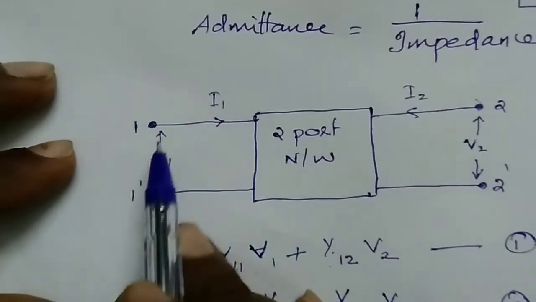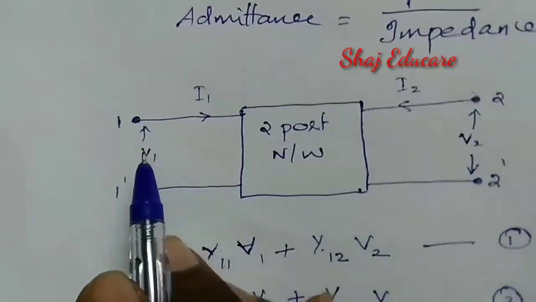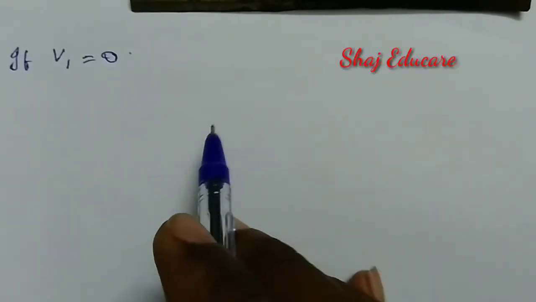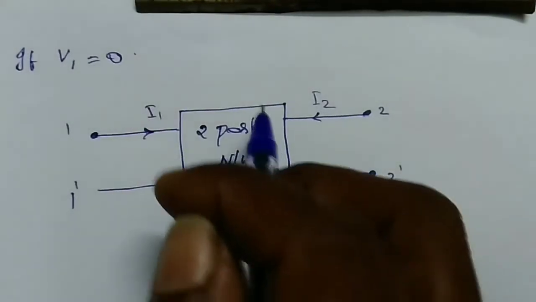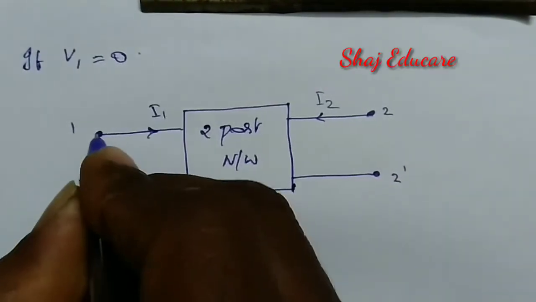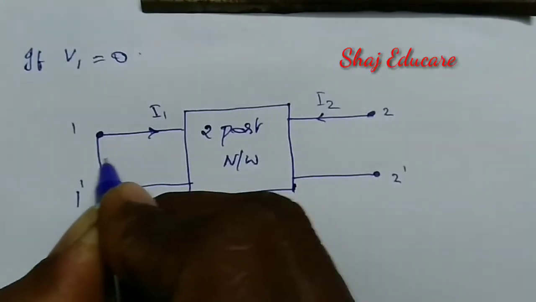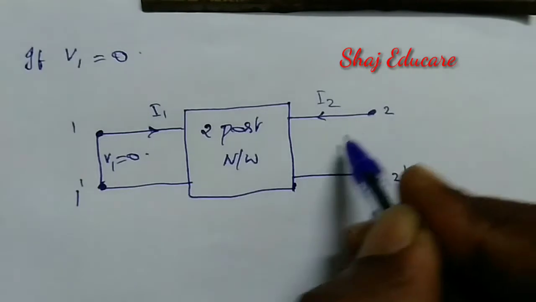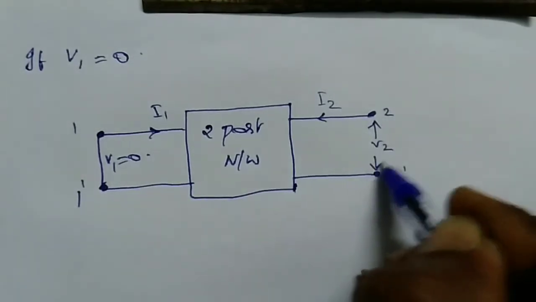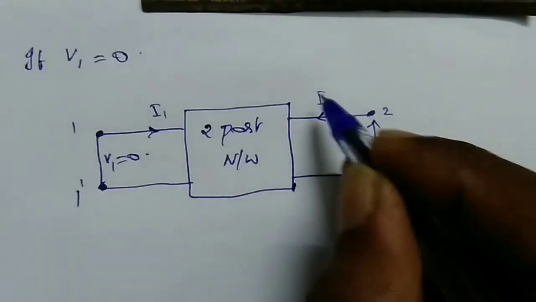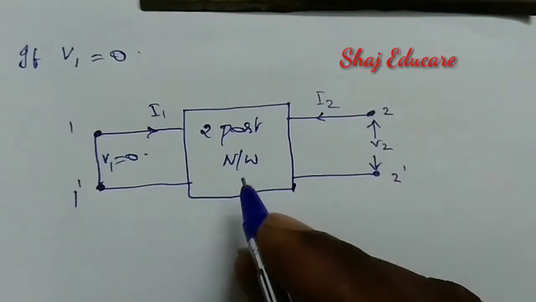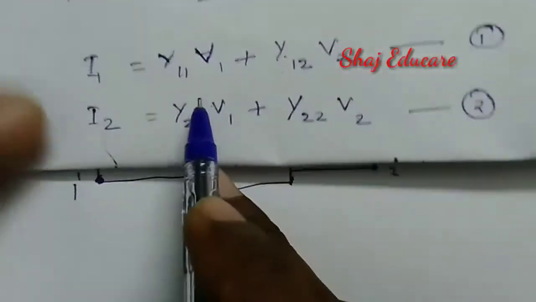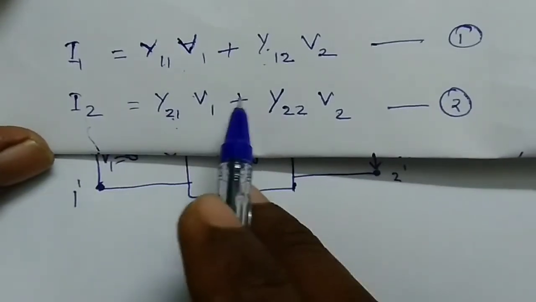Now, if V1 is equal to 0, that means port 1 dash is short circuited. Then what will happen? Let us draw the circuit first. This is the basic two-port network. Now we have to make V1 equal to 0 simply by short circuiting. Then V2 will be the voltage across the output port 2 dash, and I2 will be the current in the output section. Under this condition, what will happen to equation number 1 and equation number 2?